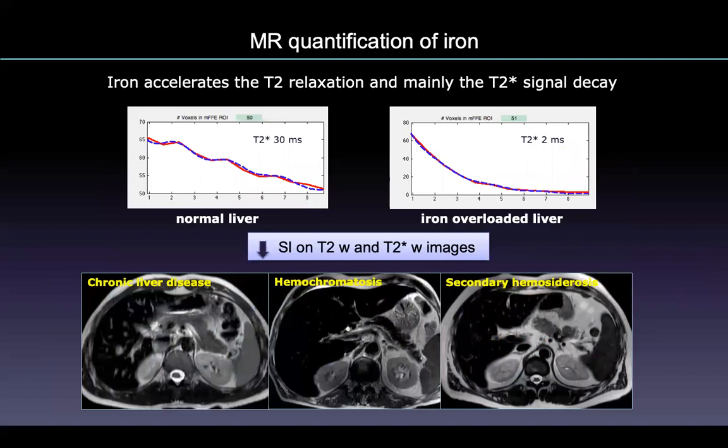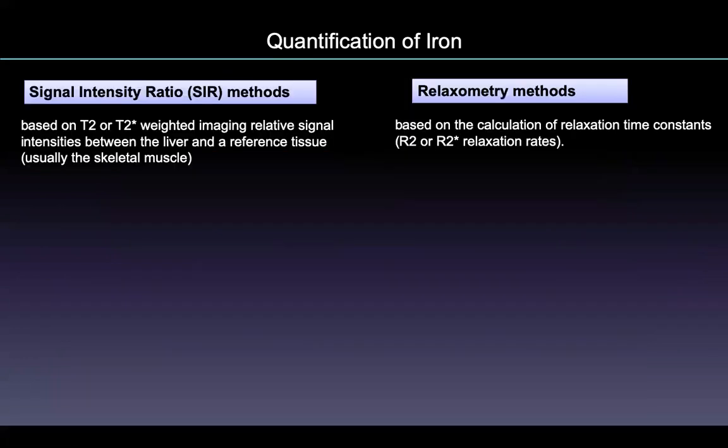And iron, as I said before, accelerates the T2 relaxation and mainly the T2 star signal decay. So iron will be recognized by a low signal intensity of tissues on T2 weighted and T2 star weighted images. And there are two main methods for iron quantification. The signal intensity ratio methods compare the relative signal intensities between the liver and the reference tissue, usually the skeletal muscle that does not accumulate fat.